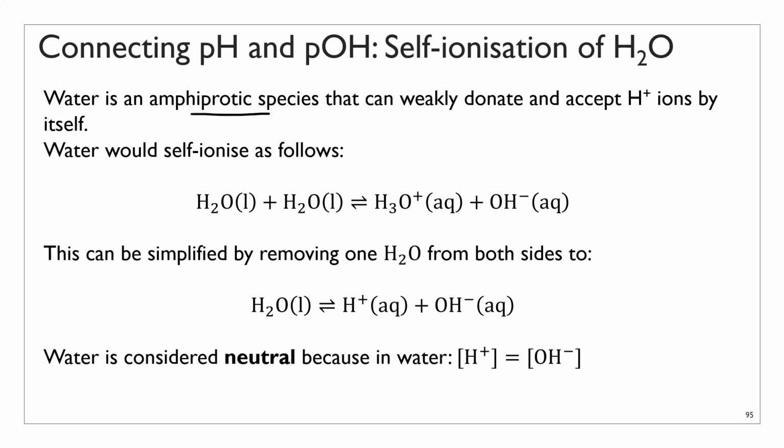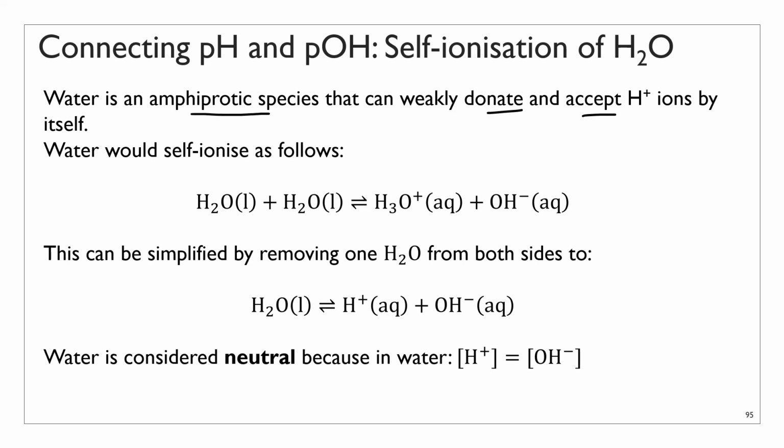It means that it can act as both an acid and a base. And it is a pretty weak acid and base. I guess every amphiprotic species is probably quite weak. If it can do both, then it's probably not very strong in either. It's one of those jack of all trades, master of none situations. So water can weakly donate and accept hydrogen ions by itself.